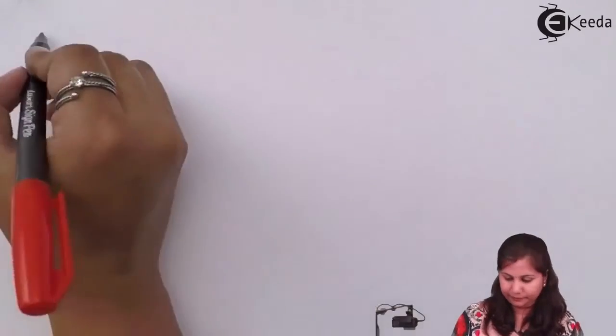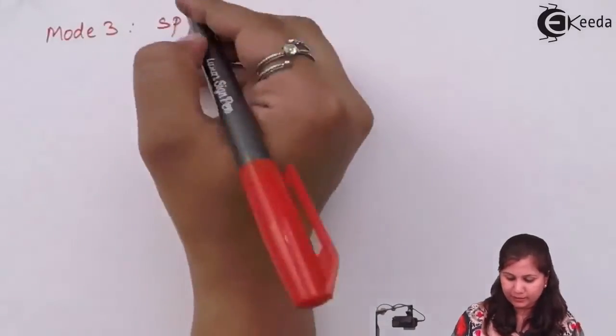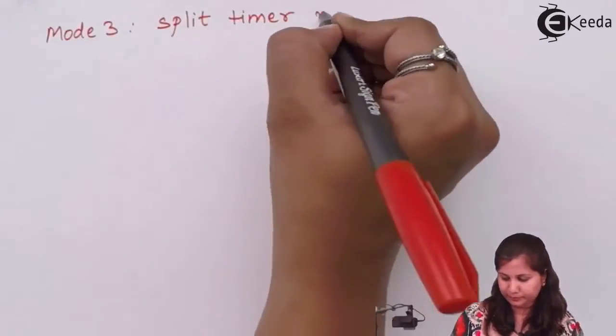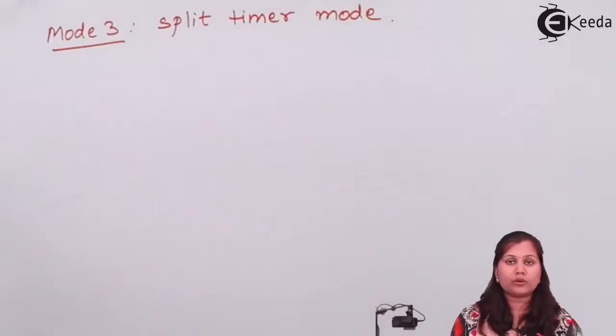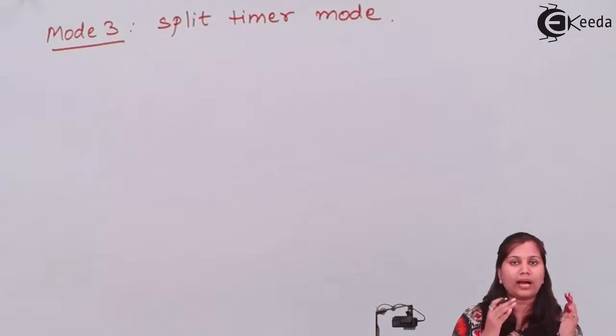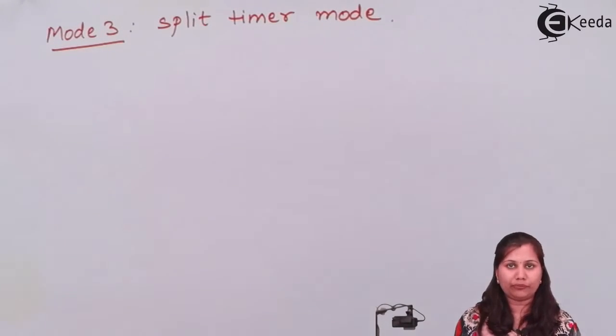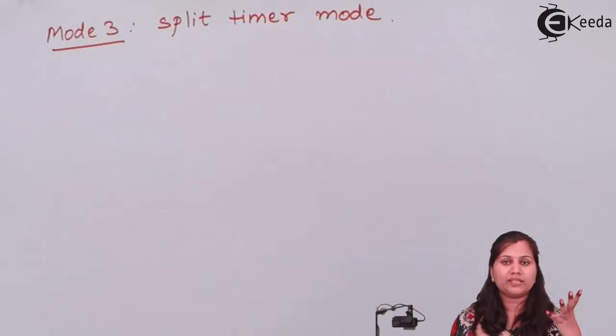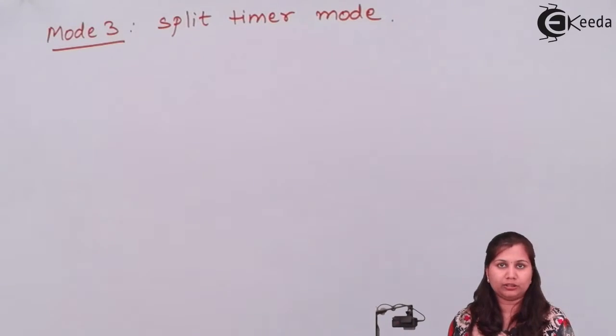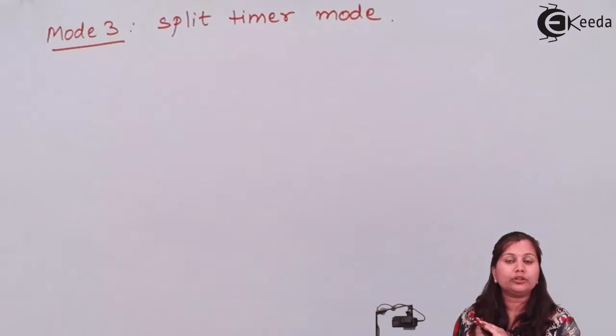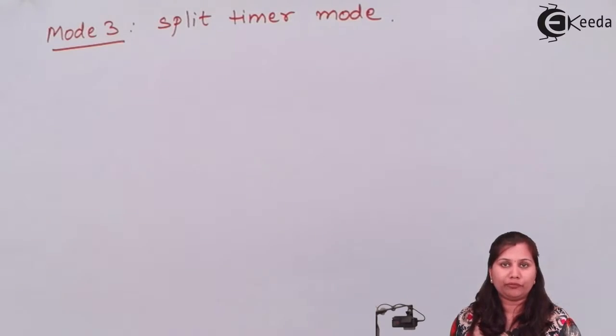The next mode is mode 3. In modes 0, 1 and 2, the operations of timer 0 and timer 1 are independent of each other. Suppose timer 0 is operating in mode 0 and timer 1 is operating in mode 2; their functioning is completely different. They are independent of each other. But in mode 3, the two timers are not independent of each other.